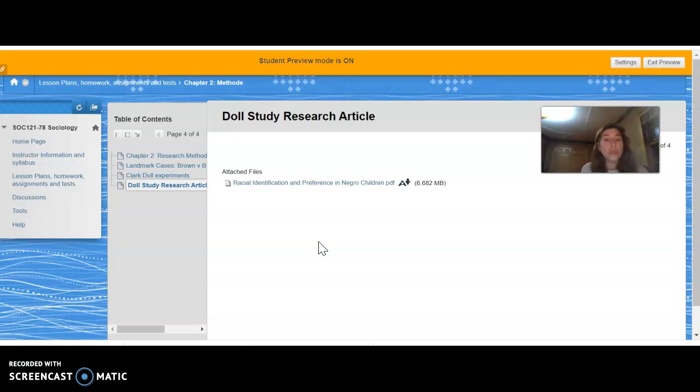So we're going to use this study this week to look at how important sociological research is and how it can actually change policy. And this is one really good example of that. So you're going to listen to the PowerPoint. You're going to read the study. You also have a homework and a discussion question due.